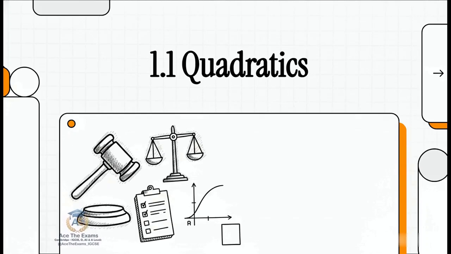Now listen, this isn't just about crunching numbers. It's really about how you prove your case to the examiner. If you've ever walked out of an exam feeling like you completely knew the math, but somehow you still lost the marks, yeah, you are definitely in the right courtroom today. Let's take a look at the evidence.